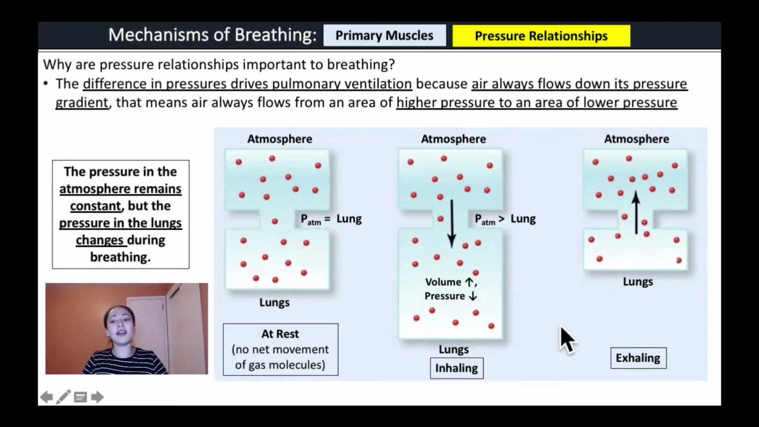Now, what about when you're exhaling? When you exhale, what happens to the volume in your lungs? Well, when you exhale, your diaphragm relaxes, the volume in your lungs decreases. So if the volume decreases, what happens to the pressure? They're inverse, so the pressure would increase. So now, because the pressure has increased, the pressure in my lungs is greater than the pressure in the atmosphere, so the air gets pushed out.